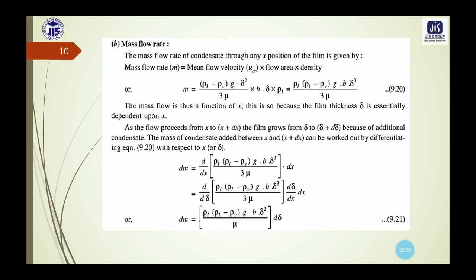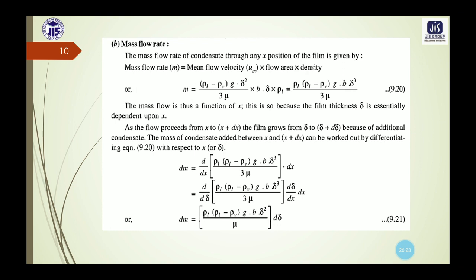If in this formula we put the value of the mean flow velocity that we discussed in the earlier slide, the flow area will be b into delta, that is the breadth into thickness, and the density for this liquid film is rho L. So we get the expression of the mass flow rate as equation number 9.20.